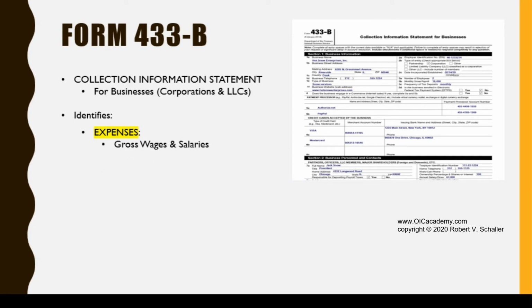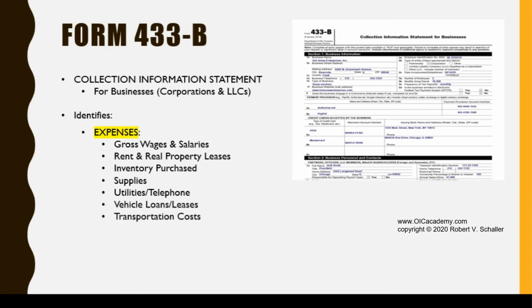Form 433B identifies the taxpayer's allowable expense related to gross wages and salaries. Form 433B also reveals the business's allowable expense for rent and real property leases. The taxpayer must also specify expenses for inventory purchased and supplies. Form 433B lists the business expenses for utilities and telephones, and the business must record the expenses related to vehicle loans, leases, and transportation costs, and of course, insurance costs.